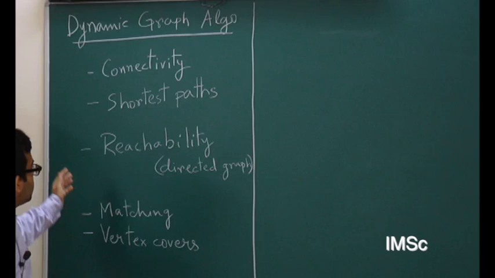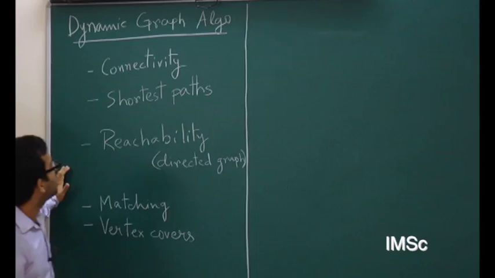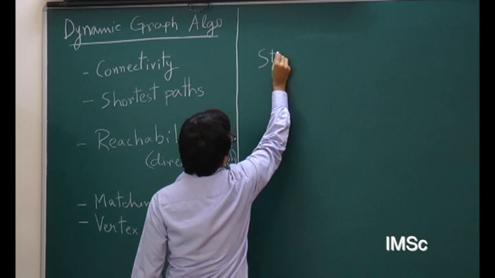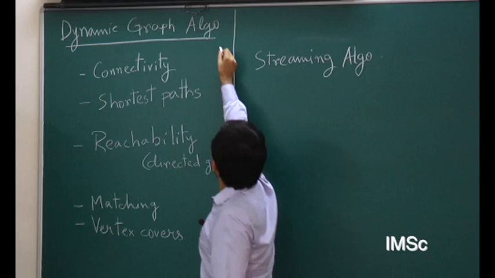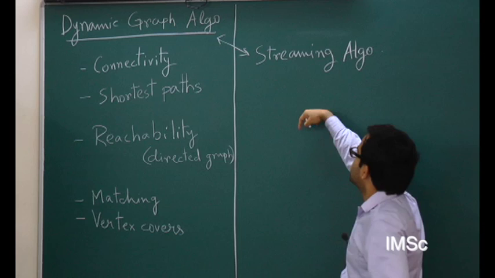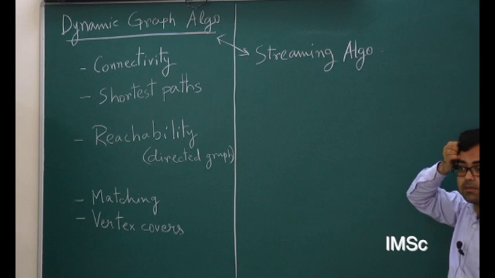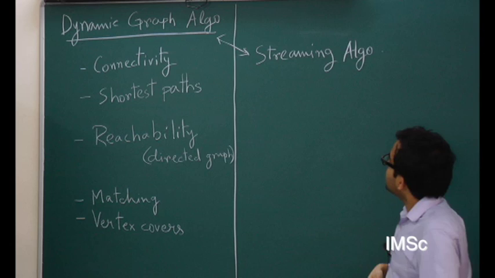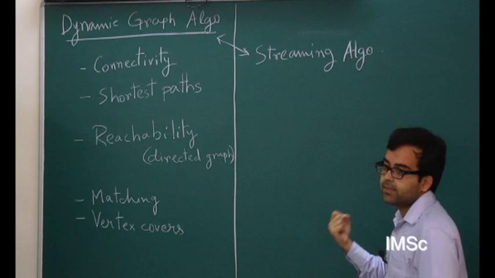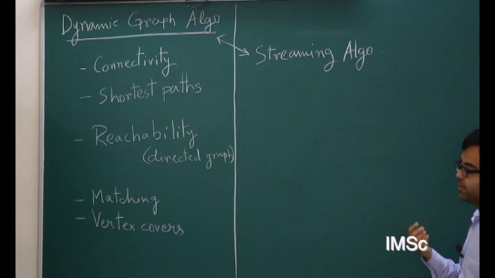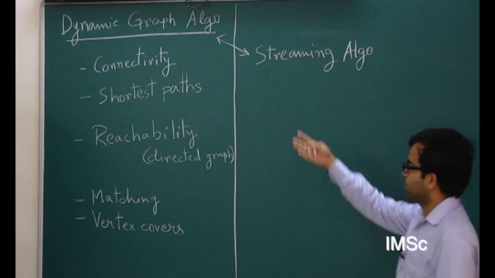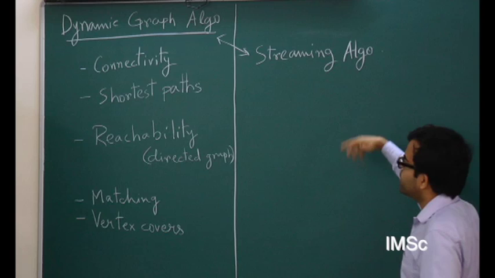So this is with respect to the problems. We will also see a surprising connection between dynamic graph algorithms and a different field which is known as streaming algorithms. We will see that often techniques from dynamic graph algorithms can be exported to streaming algorithms and vice versa. How many of you are familiar with streaming algorithms? What is a streaming algorithm? In a streaming algorithm, the edges in the graph are revealed to you one after another, one at a time, but you cannot store all the edges. You have a very strict restriction on the amount of space you can use. Within that small space, can you compute these properties, say connectivity or shortest paths and so on? It's a different field, but there are some strong connections.